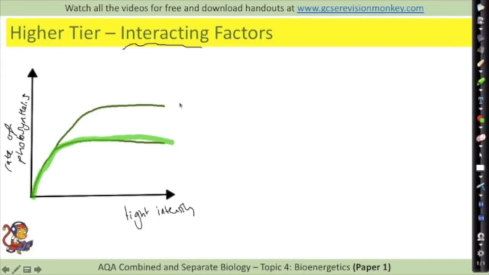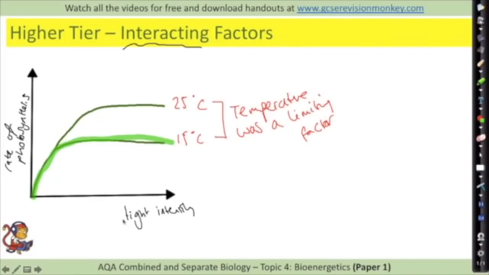But you may well see in the exam graphs with two different lines on, and this could have a different key to show you that this one perhaps was at 15 degrees, for example, and this one was at 25 degrees C. And what this will show is that in this case, temperature was the limiting factor, because if you increased the temperature to 25, you increased the rate of photosynthesis. So temperature was a limiting factor affecting the rate of photosynthesis.